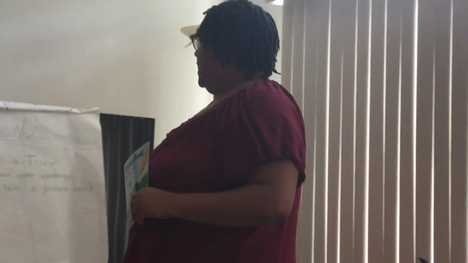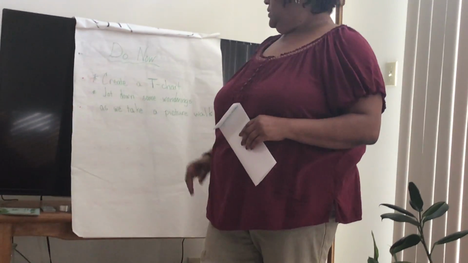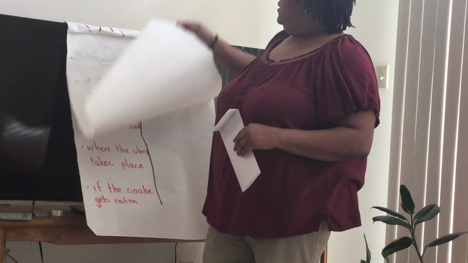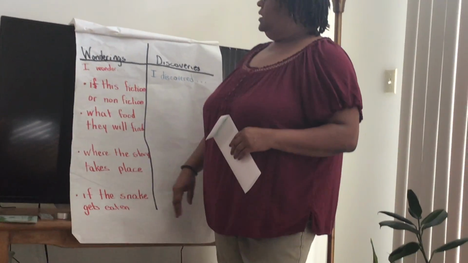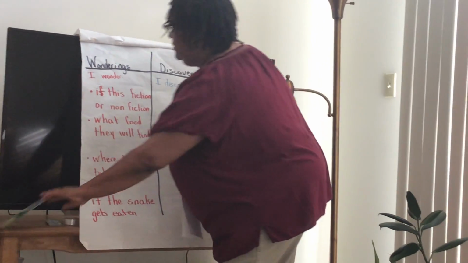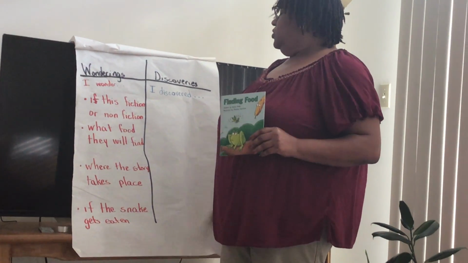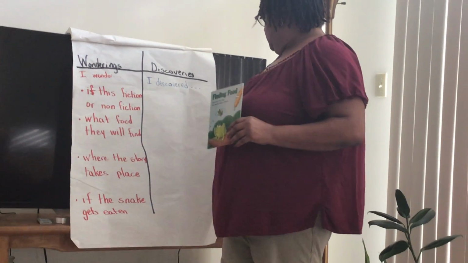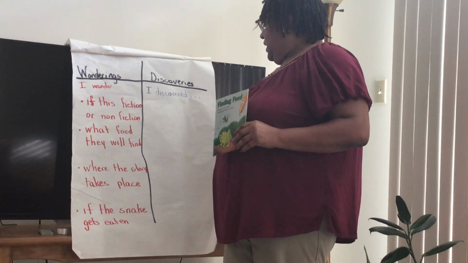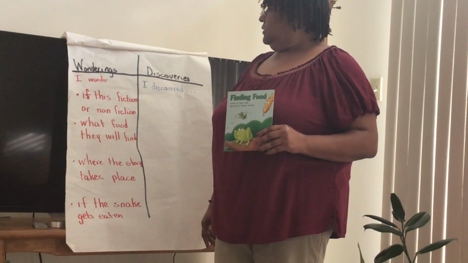Now, the second part of your do now, since you've created your T chart, is to jot down some of your wonderings. And I've already done mine on my T chart. So I wonder if this is fiction or nonfiction. I wonder what food they will find. I wonder where the story takes place. And I also wonder if the snake gets eaten at the end of the story.